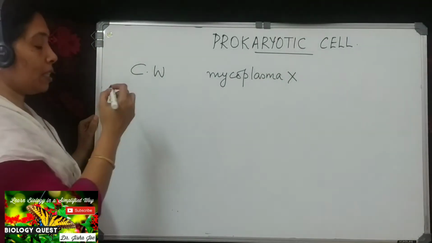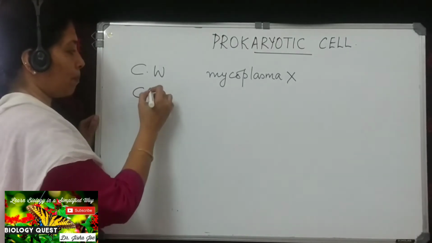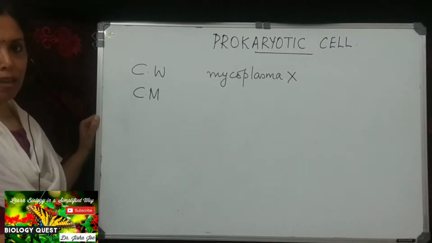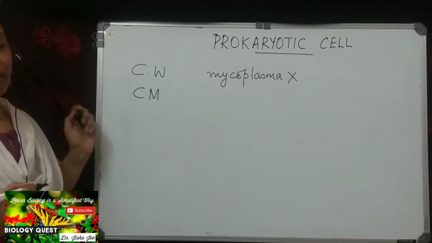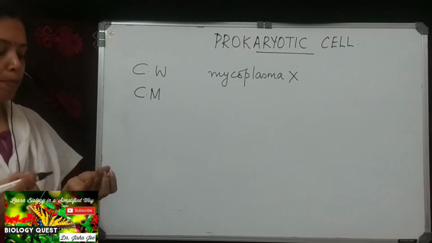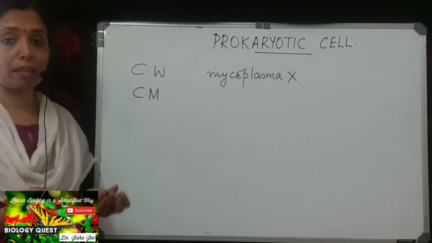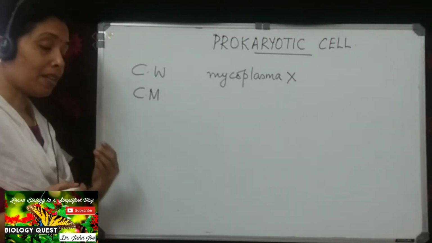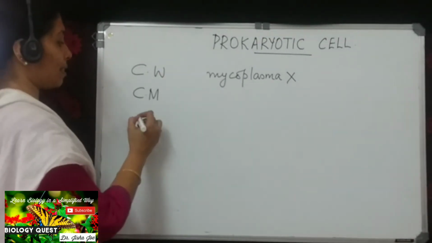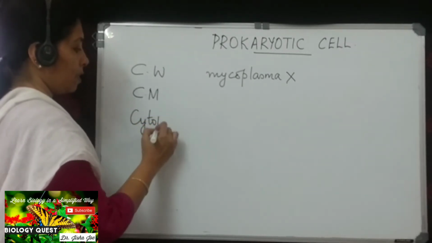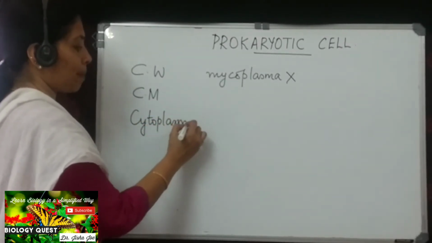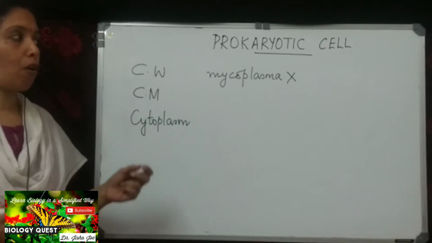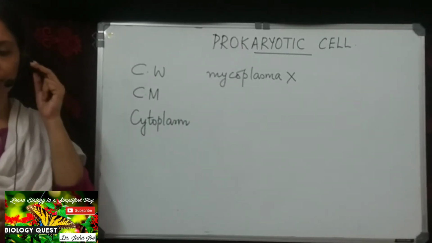Then inner to the cell wall is the cell membrane or the plasma membrane, which is a semi-permeable membrane, and it is present in all the prokaryotic cells. And the fluid matrix that is present inner to the cell membrane is called as the cytoplasm. Cytoplasm, that is the fluid matrix that is present in all prokaryotic cells.